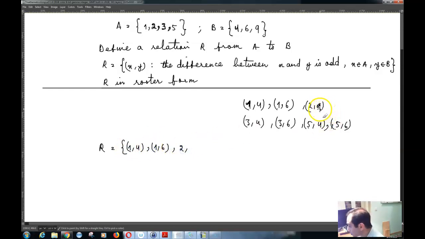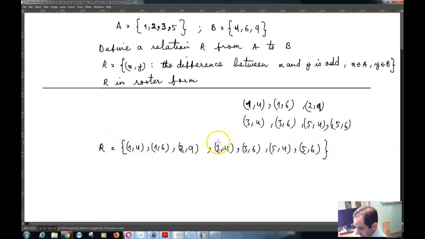2 comma 9, 3 comma 4, 3 comma 6, 5 comma 4, 5 comma 6. So that's basically the set R in roster form. And that's it. That's basically the answer.